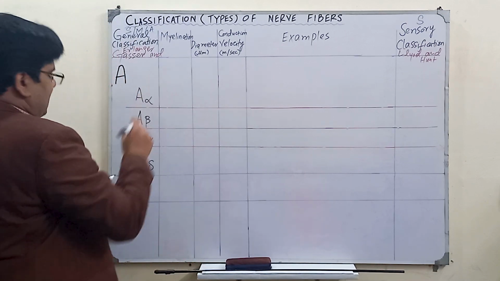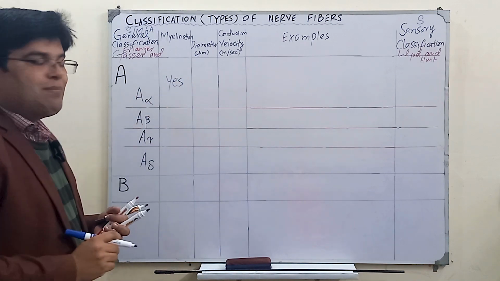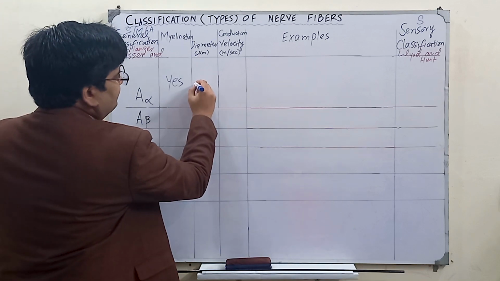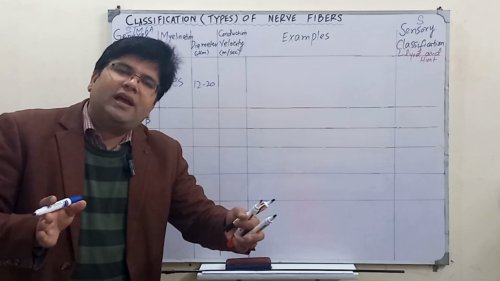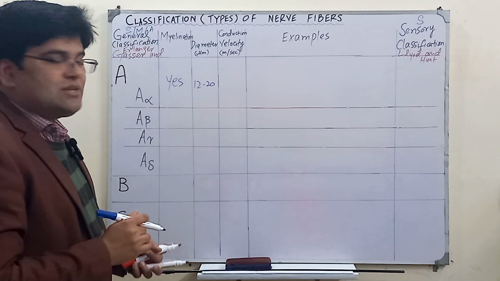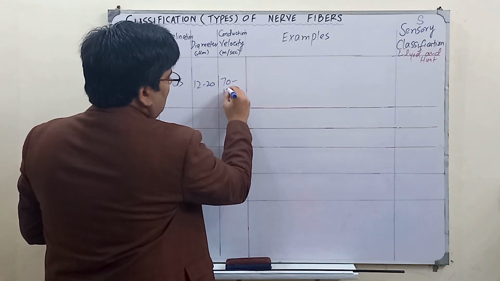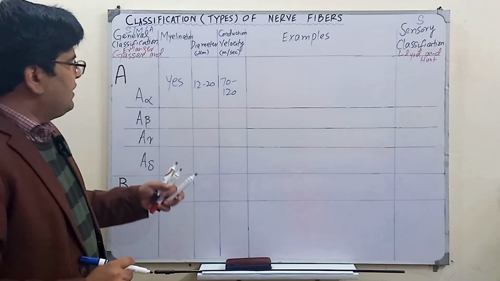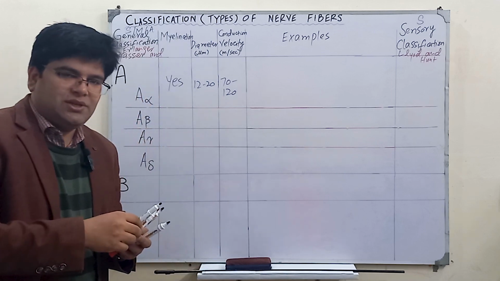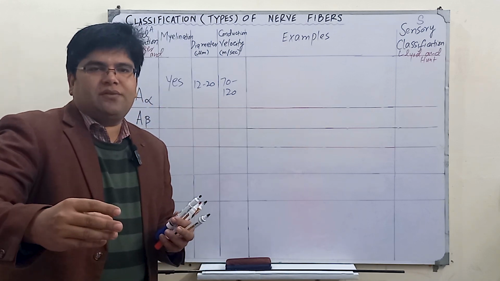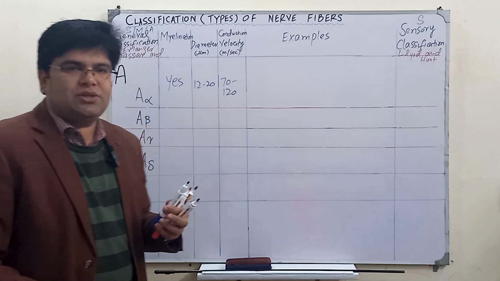What about their myelination? Do they have it or not? Yes, they are myelinated nerve fibers. Their diameter is 12 to 20 micrometers. So they have the maximum diameter, and this is why they are also the fastest in conducting signals. The velocity of conduction is between 70 to 120 meters per second. It's such a fast velocity that in 1 second the action potential along these nerve fibers can cover the whole ground of a football field. So it's such a fast speed of conduction.